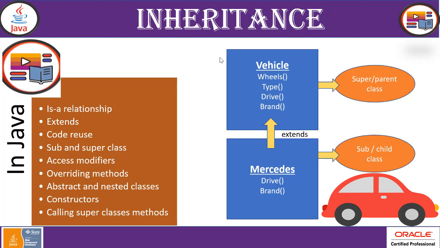Calling superclass methods. Now we have seen inheritance is nothing but a class with some basic methods, like a Vehicle class. It has very basic methods like wheels, type, drive, brand. It might have some more integer data types and variables like price and ID, vehicle ID, registration ID. That particular class is extended in a child class called Mercedes, which is specific, and which extends all these methods like drive and brand, and overrides them to add more features specific to the Mercedes class. So you can see it's a superclass and a subclass. So this is what inheritance is.